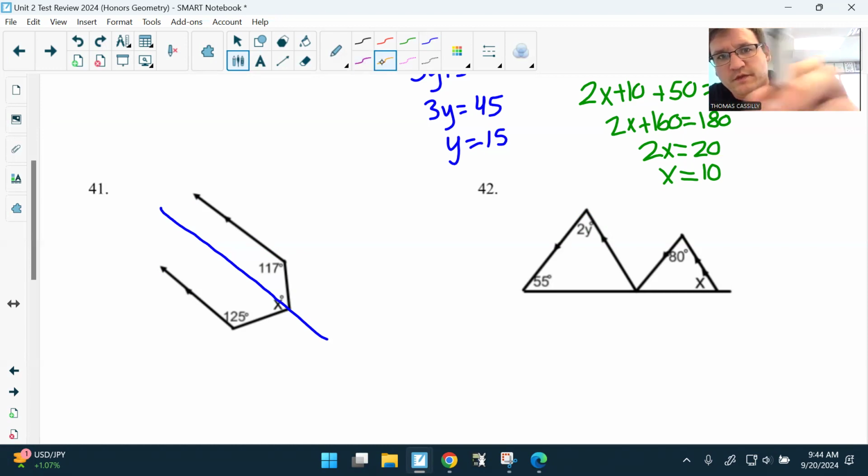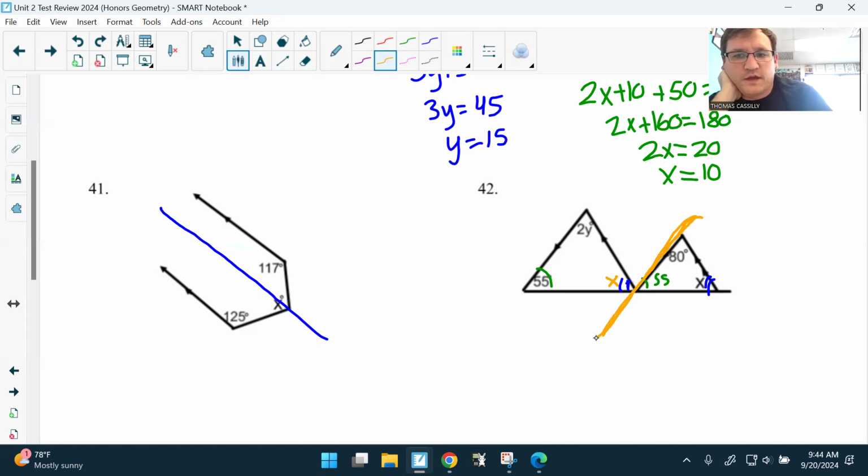So I know that this angle right here is x degrees. That is a corresponding angle. And I know that this angle right here is 55 degrees. That is corresponding. All right, so these two angles are corresponding, and these two angles are corresponding. All right, so now the next one. Here's what I'm going to do. I'm going to take this line and kind of extend it out.